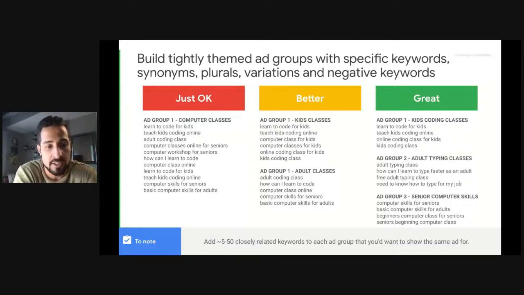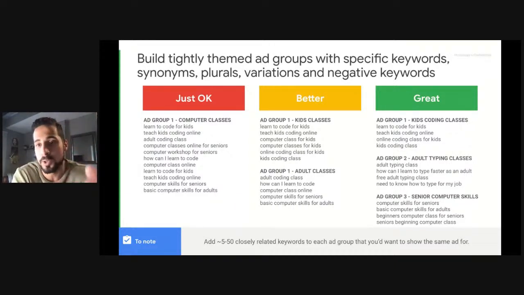So then getting into the second example, you see two ad groups which have separated the kids classes from the adult classes and the relevant search terms to match. This is better than the first scenario, but we can get even more specific than that. So in the final example here for great, you see that they've broken it down into 3 different ad groups: one for kids coding classes, one for adult typing classes, and one for senior computing skills classes. So you see that they're very specific to what those classes actually offer, as well as to the target audience that they're trying to reach.